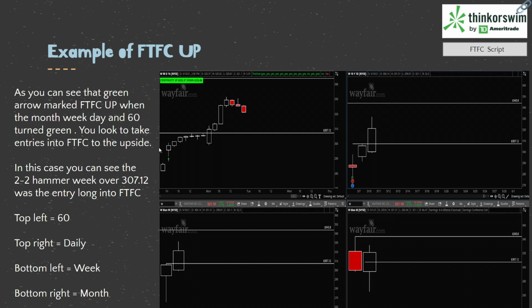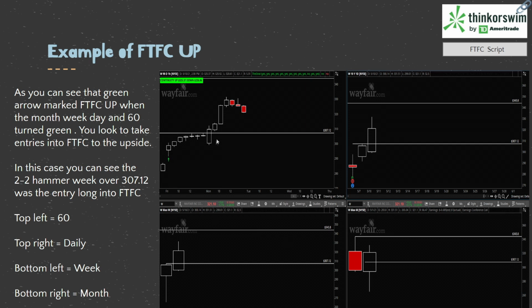But you can see we have this arrow marking time continuity to the upside. And if you look at all these charts, this is the hourly, this is the daily, this is the weekly, and this is the monthly. On the monthly, you can see it went from red to green. So we know on the month time frame, monthly participants are aggressively buying now. On the weekly, we now have this hammer, which is a 2 down hammer. So now we have a 2-2 reversal up into the green week, and then the day, which is a 2-2 continuation day, into the green week and month.